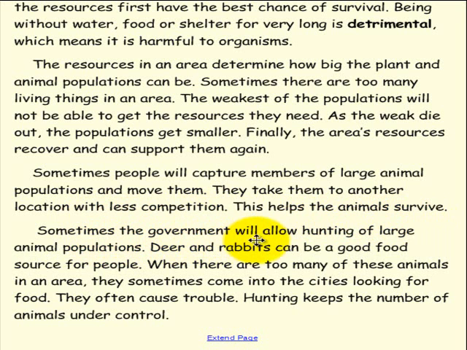Sometimes the government will allow hunting of large animal populations. Deer and rabbits can be a good food source for people. When there are too many of these animals in an area, they sometimes come into the cities looking for food. They often cause trouble. Hunting keeps the number of animals under control.